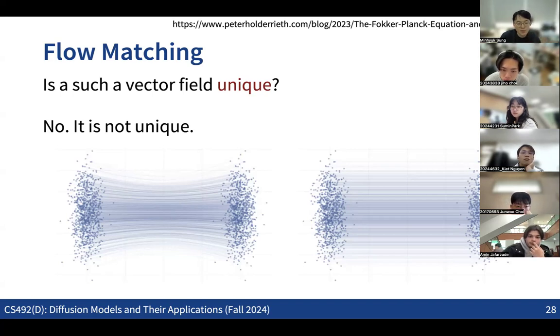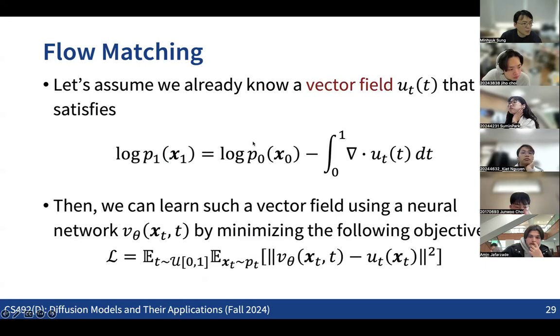But basically what we are interested in is only one vector field that can show any kind of mapping from one distribution to the other. So given any vector field that maps P0 to P1, we can consider training a neural network that gives the vector field information, basically regressing the given vector field. Then our neural network will play the role of showing the mapping from P0 to P1, and that can be used for the generative process, right?